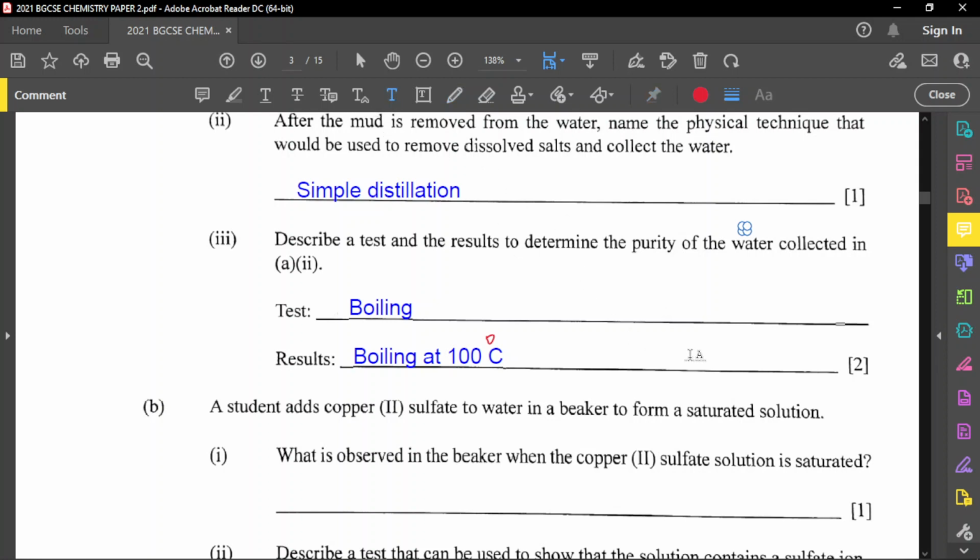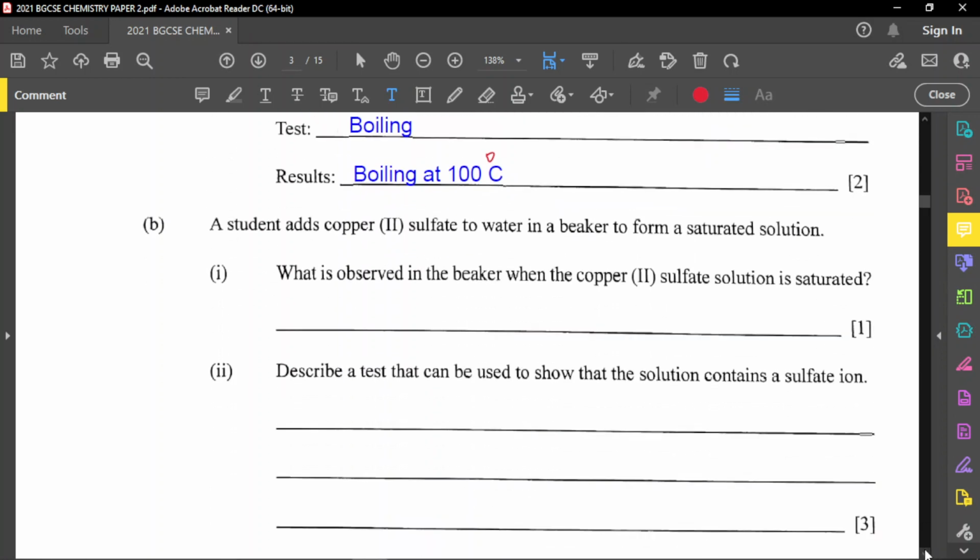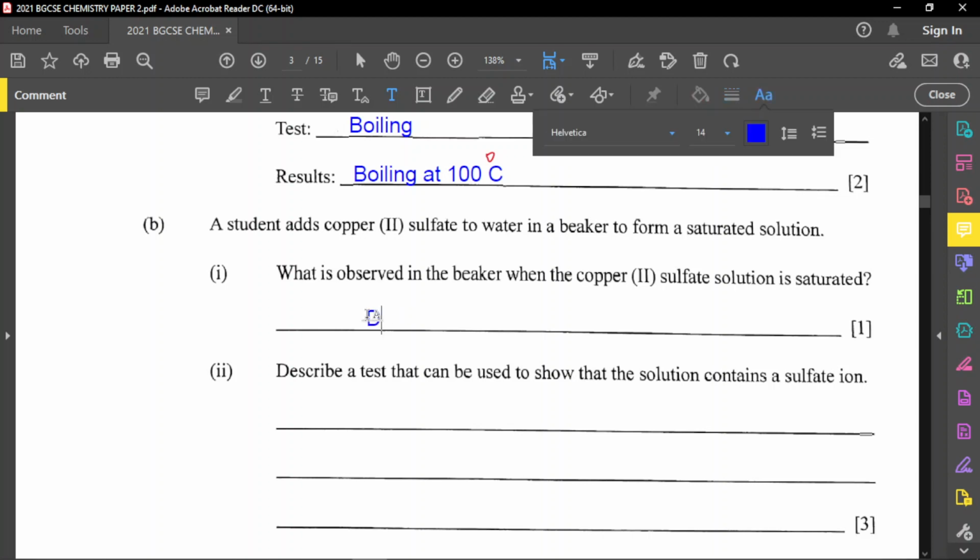All right, let's go to the next part of the question, part B. It says a student adds copper-2 sulfate to water in a beaker to form a saturated solution. What is observed in the beaker when the copper-2 sulfate solution is saturated? You're going to realize it's going to be dark blue, because copper-2 sulfate is dark blue. Copper oxide is white. Remember when you add water to it, it becomes blue. So it is going to be a dark blue color.